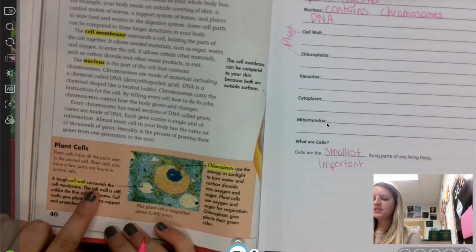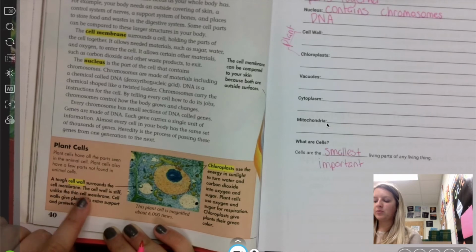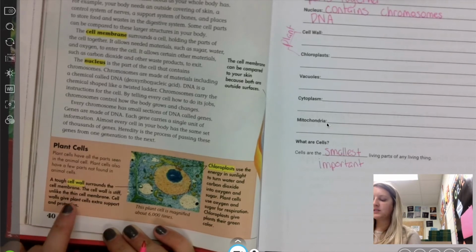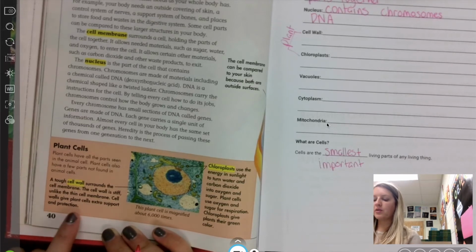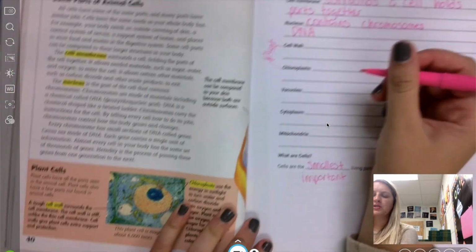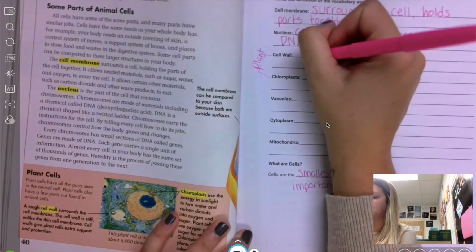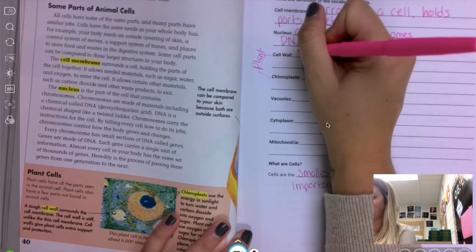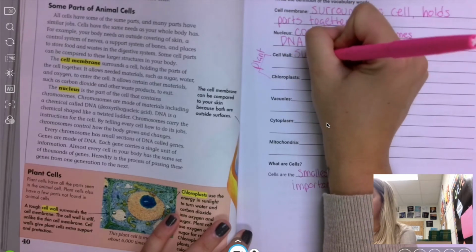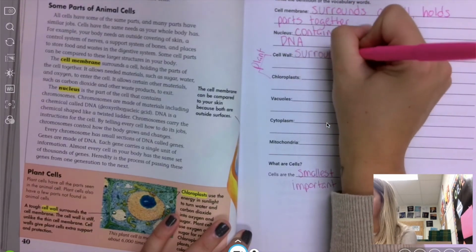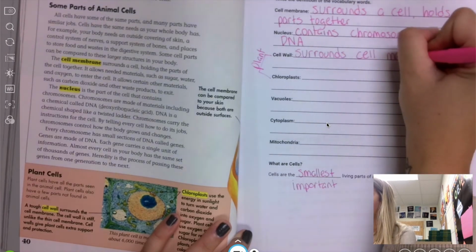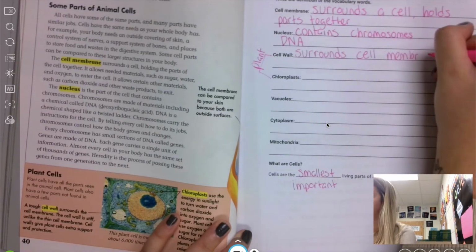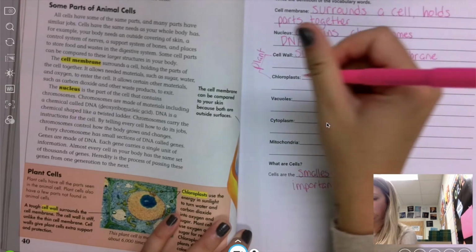A tough cell wall surrounds the cell membrane. The cell wall is stiff, unlike the thin cell membrane. Cell walls give plants extra support and protection. So I'm going to put down as far as the cell wall, it surrounds cell membrane. And then I'm also going to add that it just gives extra protection and support.